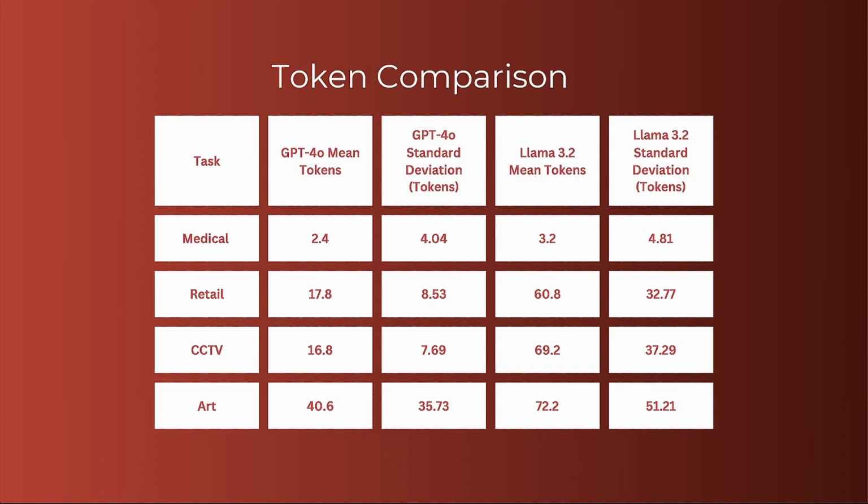This method shines a lot in tasks such as retail, where more rich answers are better. For instance, in art tasks, Llama 3.2 generated an average of 72 tokens, indicating the tendency to provide in-depth insights. Conversely, GPT-4o provides shorter and more concise outputs, which might work wonders in technical tasks like medical ones, but are often lackluster in front of the depth found in Llama 3.2's outputs for anything like retail or art.